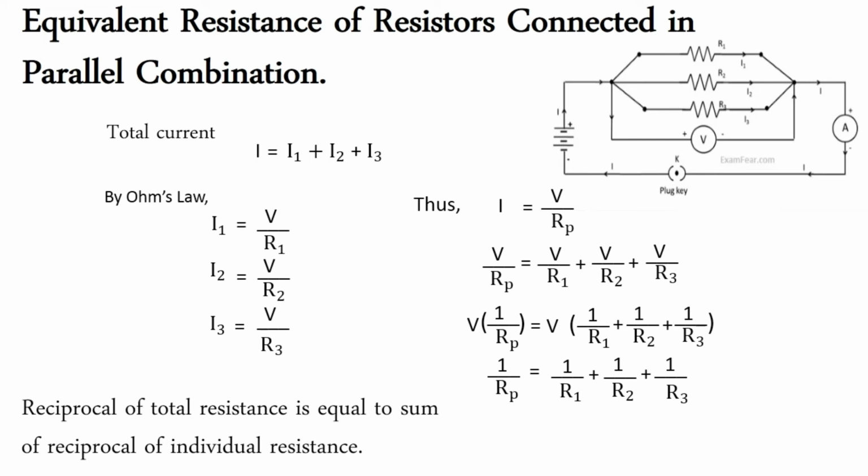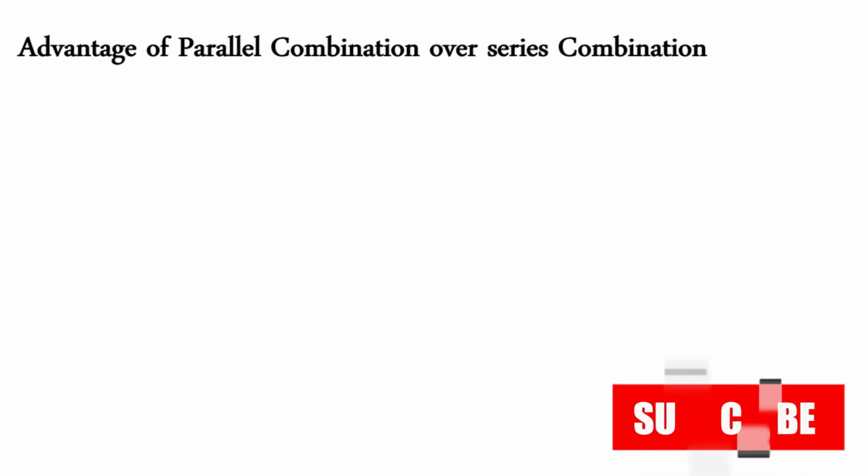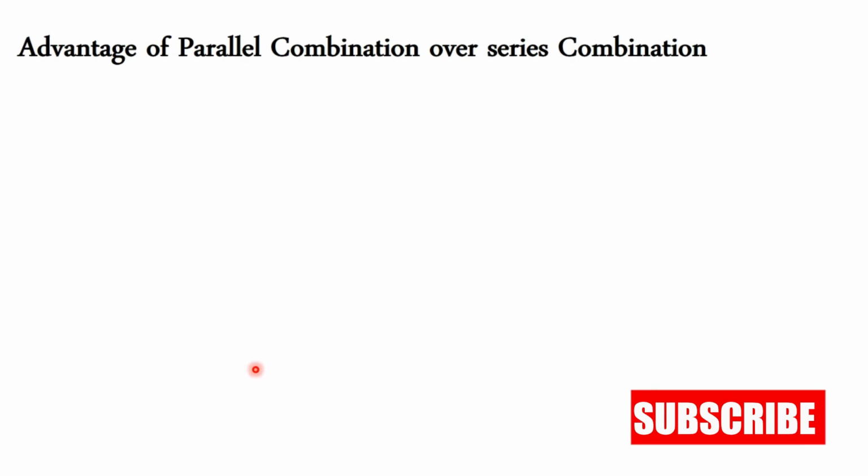Now we will study the advantages of parallel combination over series combination. In houses we are using parallel combination, we are not using series combination. There are so many advantages of parallel combination over series combination. Now I will explain 4 advantages of this combination.